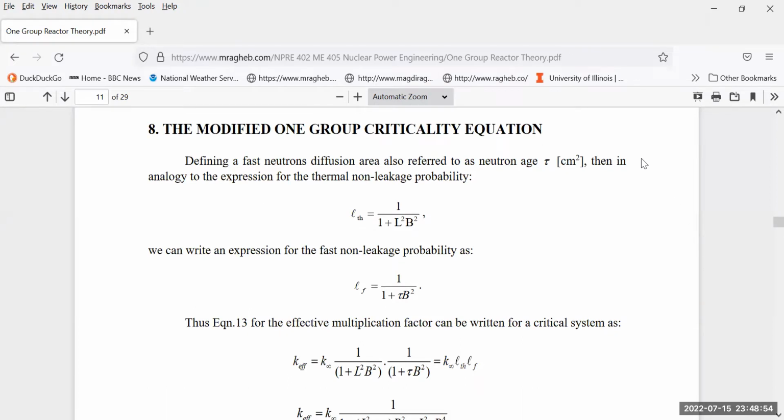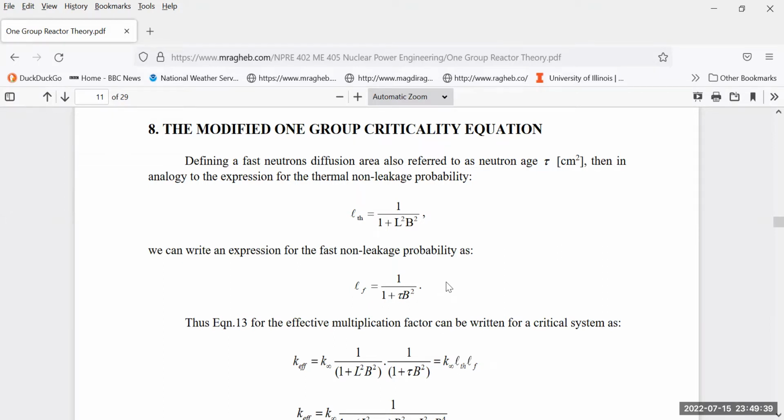Another way to approach realistic situations is to think about a reactor not having just one single group of neutrons, thermal neutrons, but also fast neutrons existing in the process. So in that case, remember that we identified the thermal non-leakage probability as 1 over 1 plus L squared B squared. In the same way, we can deduce that the fast non-leakage probability is 1 divided by 1 plus tau B squared. Now, tau here has units of distance squared, but we call it the Fermi Age.